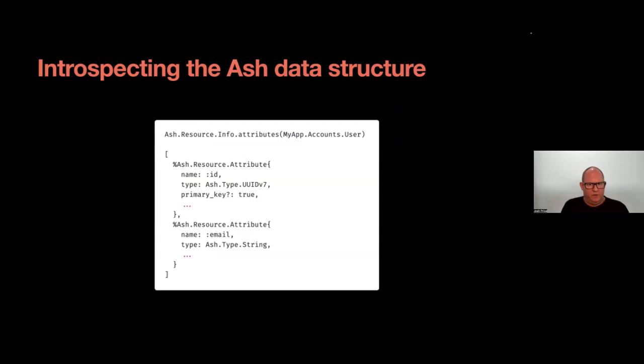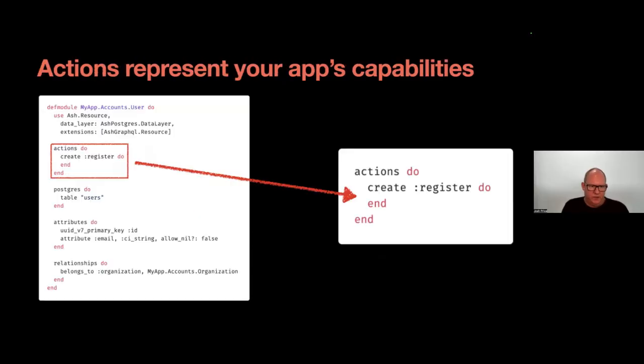This is the kind of thing that you can basically introspect. This is the data structure. So when we ask for the attributes of the user, we get a data structure that looks like a bunch of structs. So this is what we're going to use later to generate and expose our capabilities to LLMs.